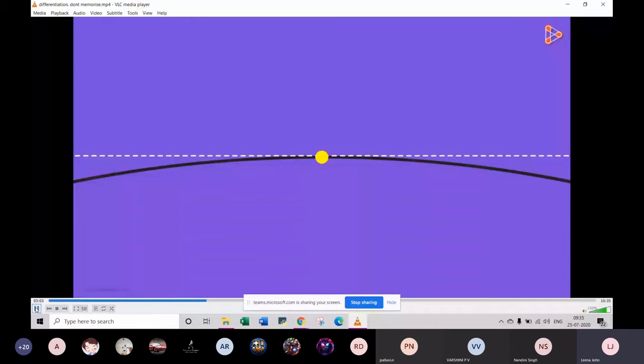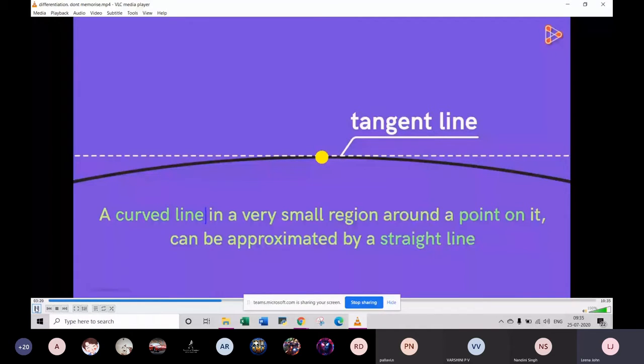We know that this line, which passes through only one point of the curve, is called the tangent line at that point. Take a moment and just observe what we found. This is the most important idea on which calculus is built. A curved line in a very small region around a point on it can be approximated by a straight line. This straight line is the tangent line at this point. So this solves our problem.